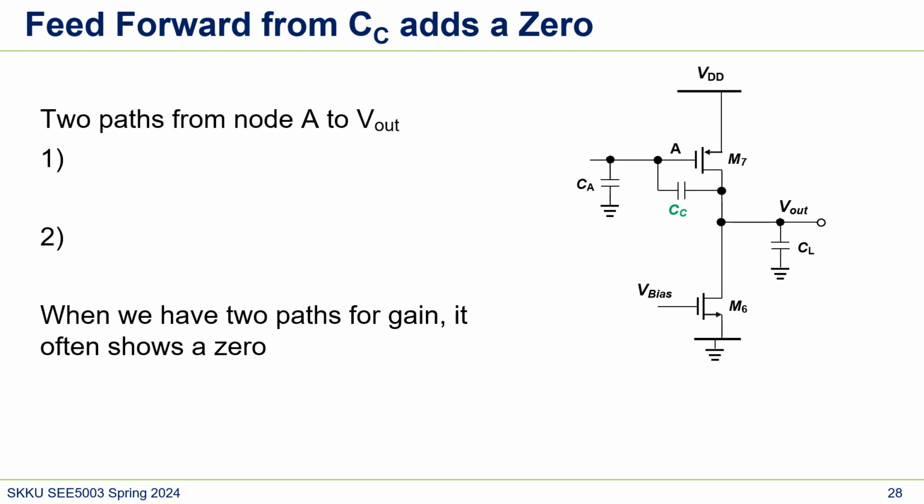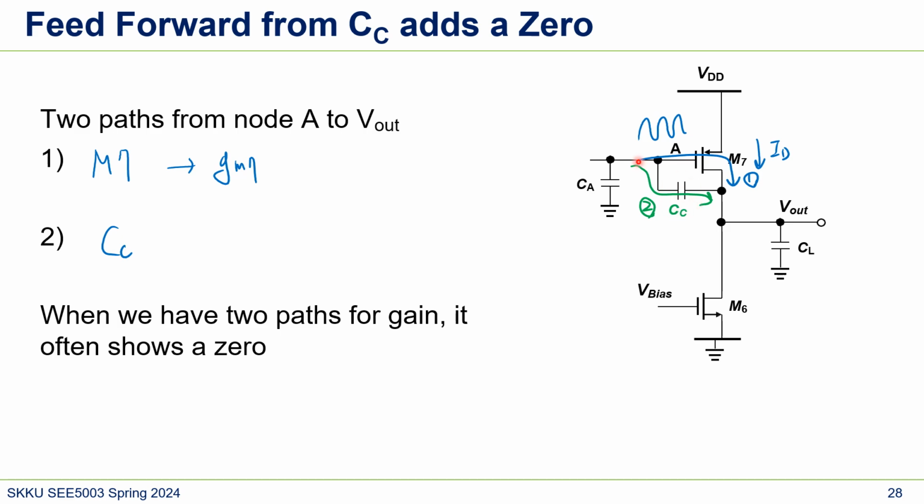We briefly covered this zero in a previous lecture. Basically there are two paths from node A to V out, and that can cause a zero. The first path is through M7, through GM7, right? Because if we stimulate node A, then the M7 current will change. So it's just a gain, a common source amplifier type of path. And the other path is CC. So the first path is here, and the second path is through this compensation cap.